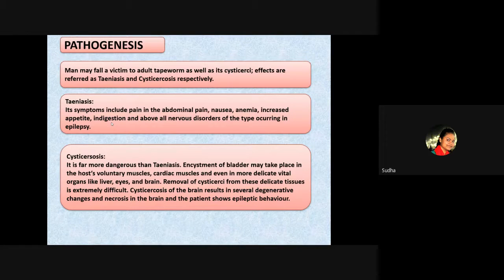Now let us talk about pathogenesis. Man may fall a victim to the adult tapeworm as well as its cysticerci. Effects are referred to as teniasis and cysticercosis respectively.